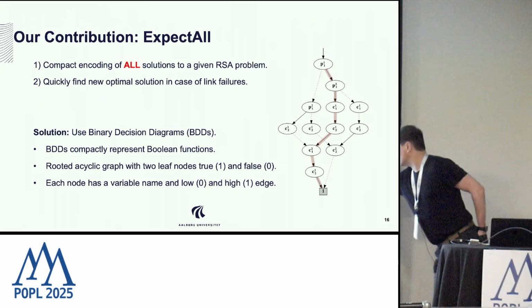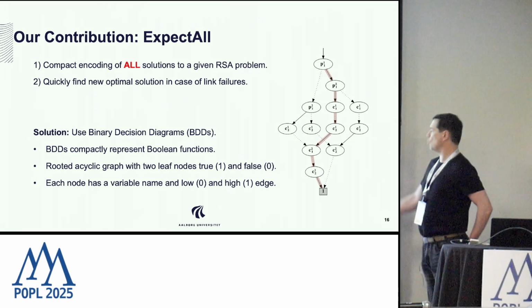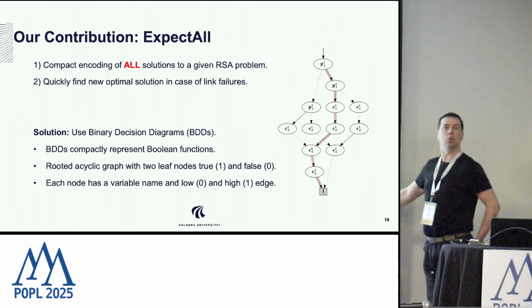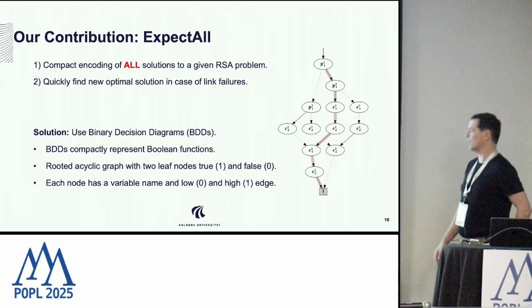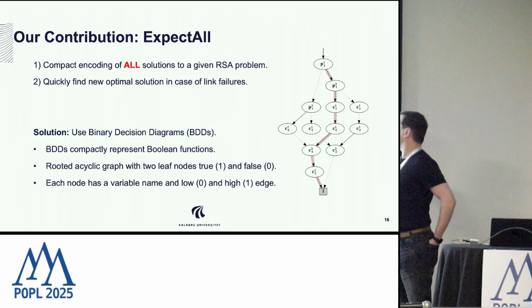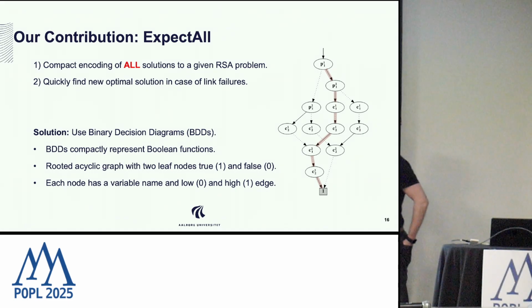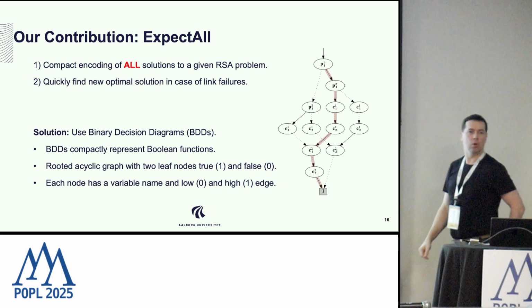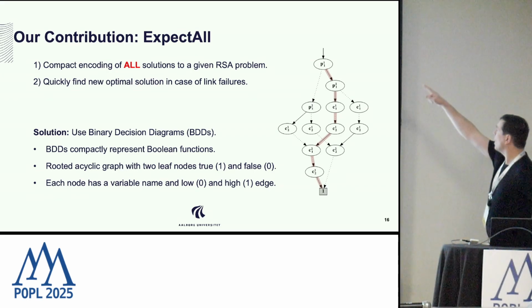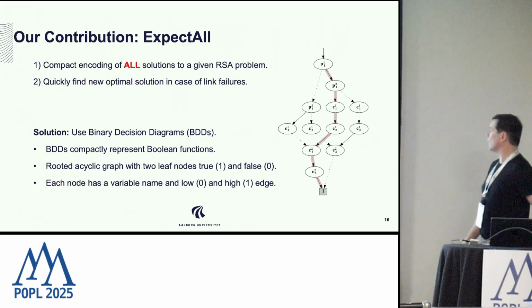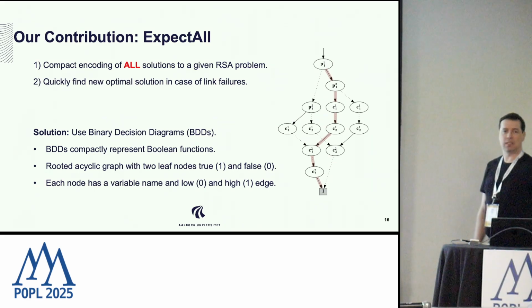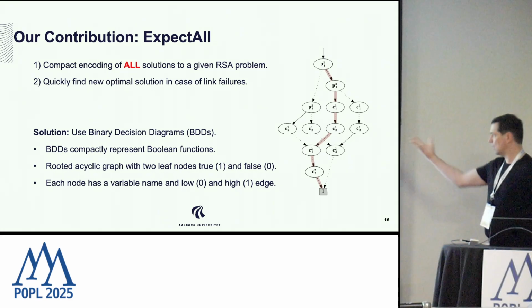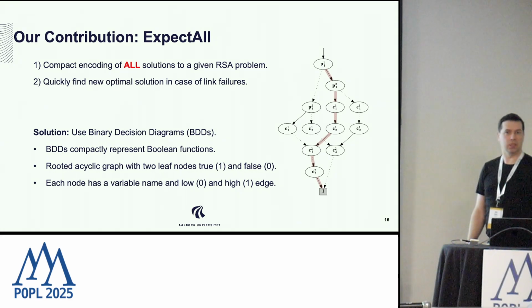There are two terminal leaf nodes, true and false. Usually the false is not shown and all the edges that go there are omitted, like in my example. And every node has a label of a Boolean variable, and typically two outgoing edges, the high and low edge. High means we set the variable to true, low means we set it to false. And then when you have a path from the root to the terminal node 1, this actually gives you a satisfying assignment that is represented by the BDD.